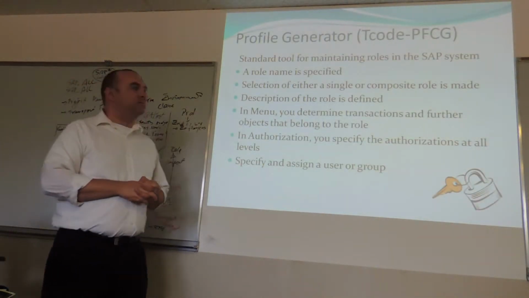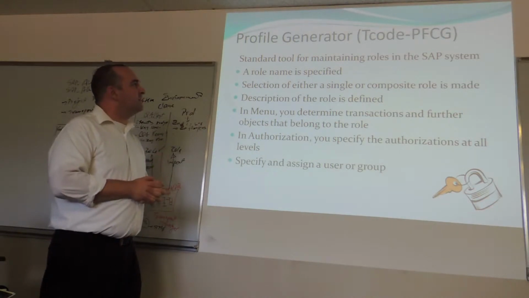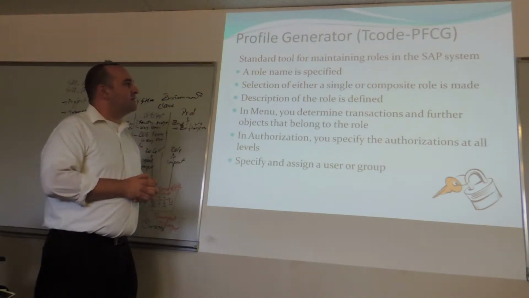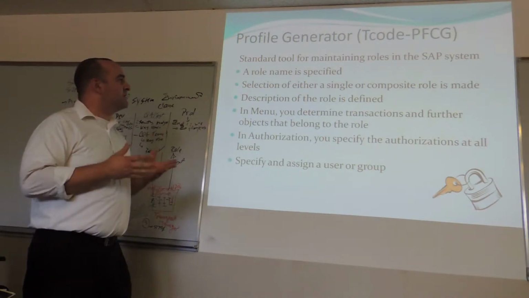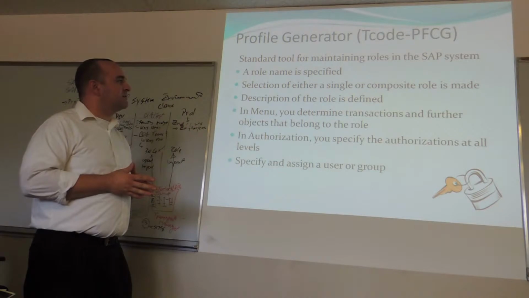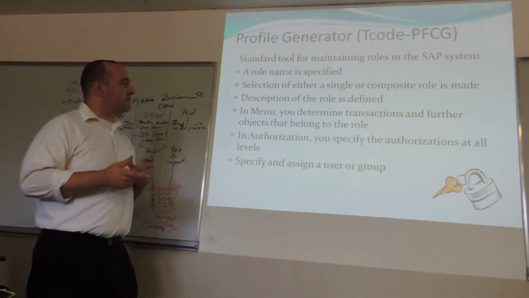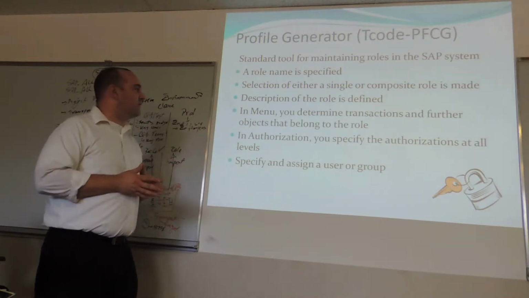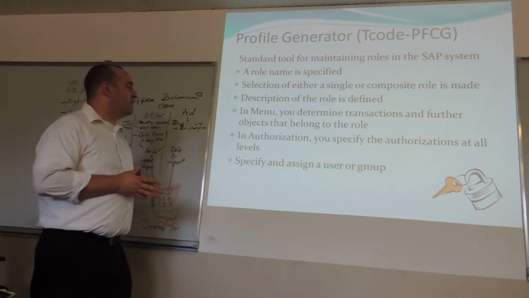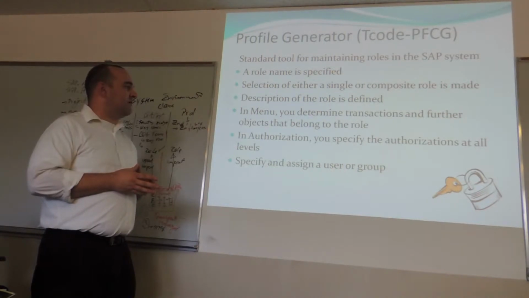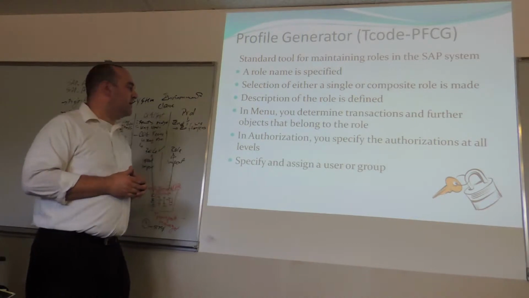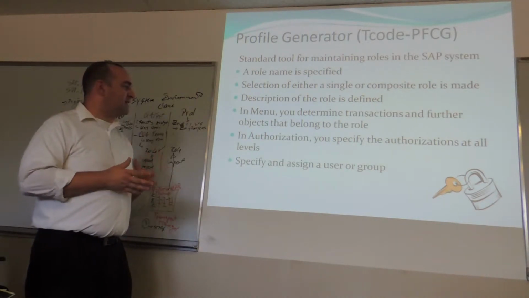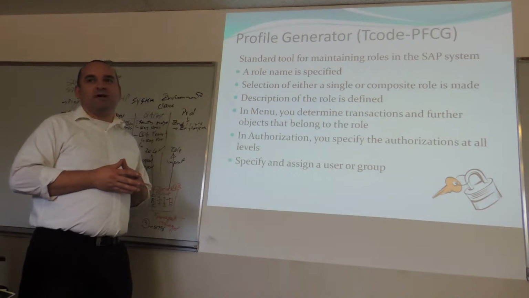Now, the profile generator uses T-code PFCG. It is a standard tool for maintaining roles in the SAP system. A role name is specified. Selection of either a single or a composite role is made. Description of the role is defined. And in the menu, you determine transactions and further objects that belong to that role. In authorization, you specify all the authorizations that are going to be applied within the levels of the company. And you can also specify and assign a user or a group to that role.